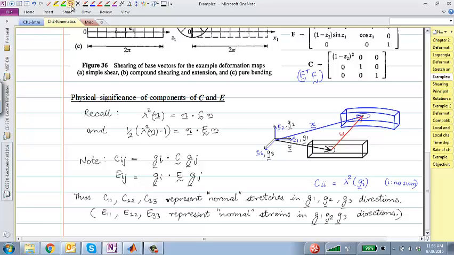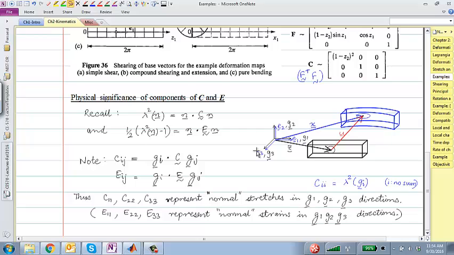Similarly, the strain also is basically Gi dot E Gj. And now this gives me a good way to interpret the components of the C and E tensors. If I pick, let's say, 1, 1, for example, then that would be G1 dot with C acting on G1, which is nothing but the square of the stretch in the G1 direction. So at any point, C11 will represent the square of the stretch in the G1 direction. C22 would represent the square of the stretch in the G2, and similarly in the G3 directions.